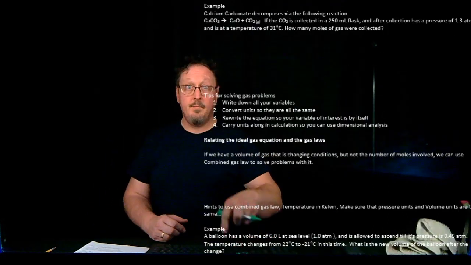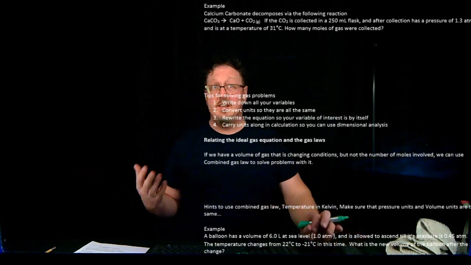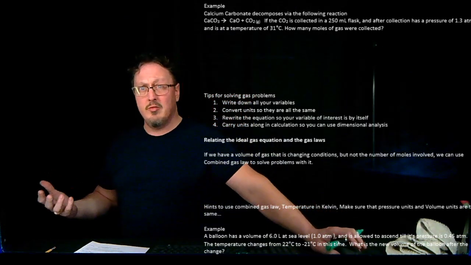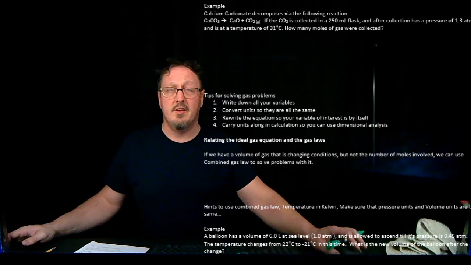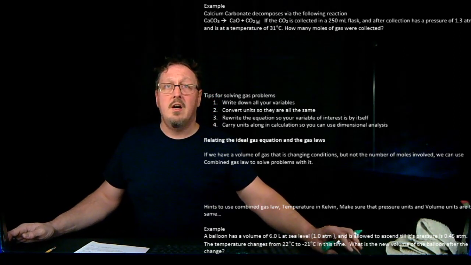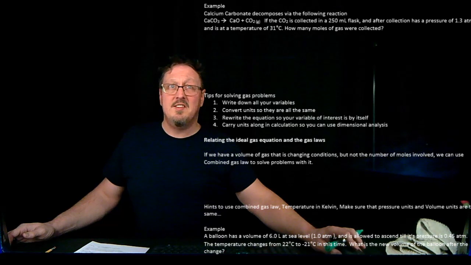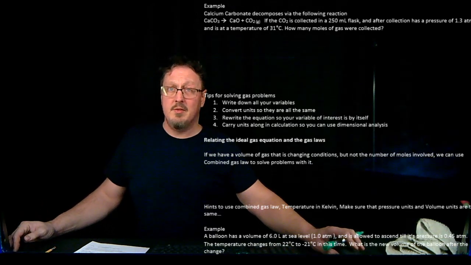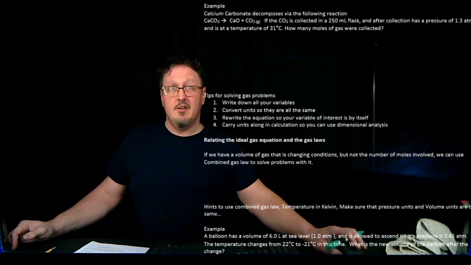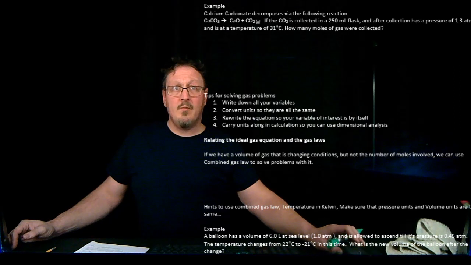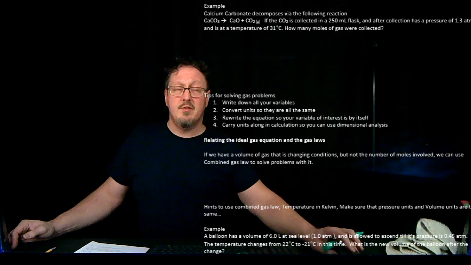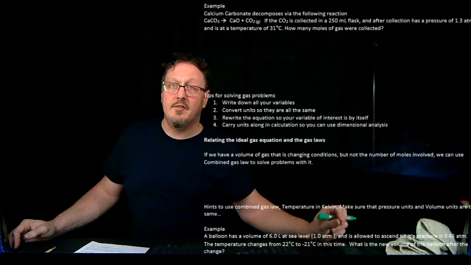So now, here's an example of how to use ideal gas law given a word problem or a story problem. And so this also is something that we're going to see and we're going to do. So our example here is calcium carbonate is decomposing via the following reactions. So calcium carbonate is a solid. We heat it up, it turns into calcium oxide, a solid, and it releases carbon dioxide gas. So that's that. If the CO2 is collected in a 250 milliliter flask, and after the collection it has a pressure of 1.3 atmospheres and a temperature of 31 degrees C, how many moles of gas were collected?